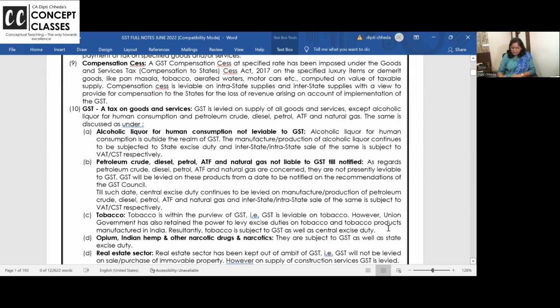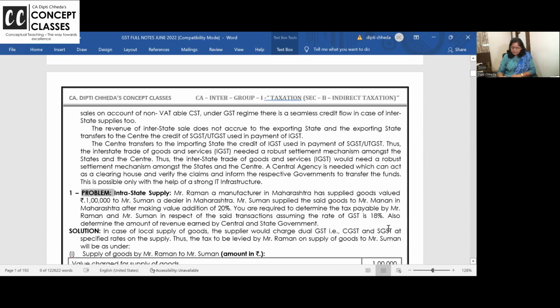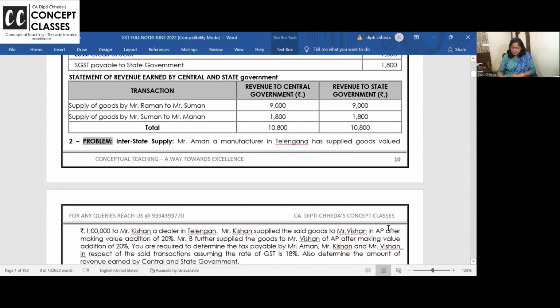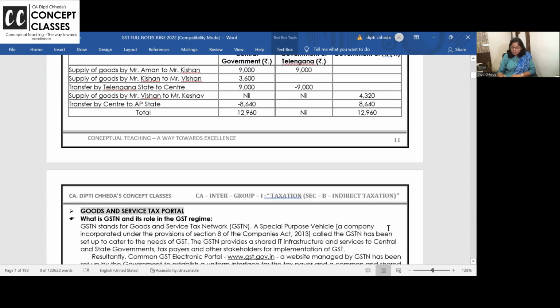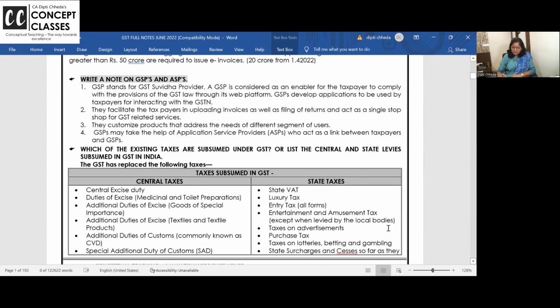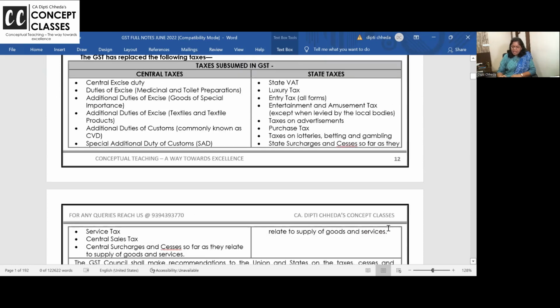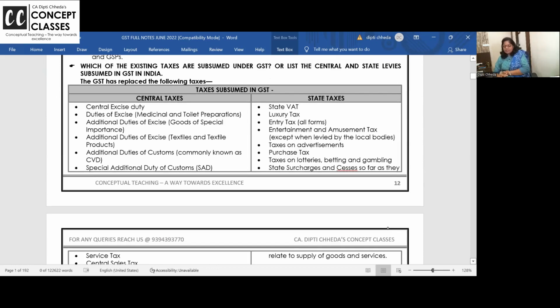History, I'll tell you, just wait. Examples are also there, how GST is charged. One second. I just wanted to talk about this first.